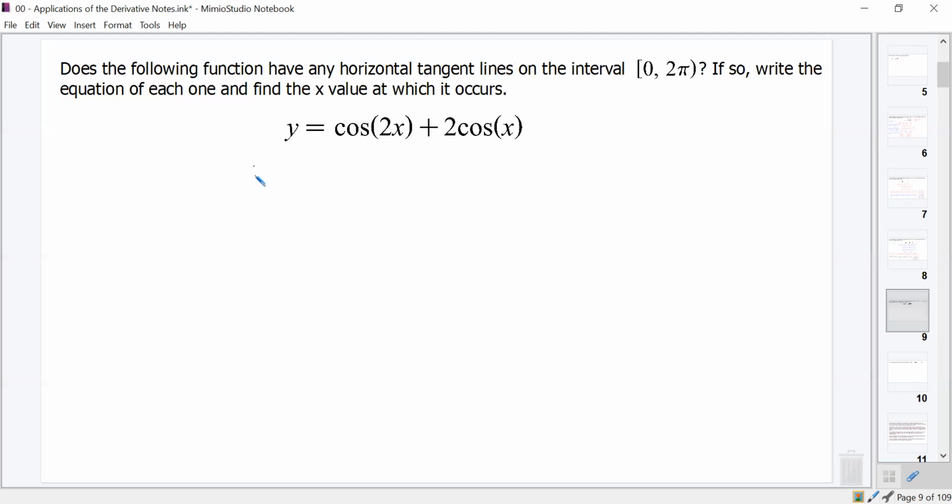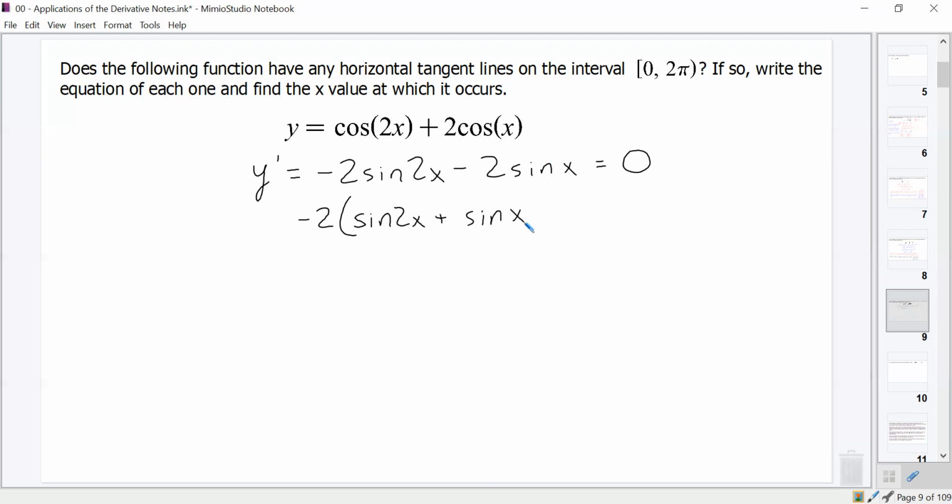We're going to take a derivative, y prime, and cosine 2x can be differentiated using the chain rule. That becomes negative 2 sine 2x. And then the derivative of 2 cosine x is just minus 2 sine x. We will again set equal to 0 and solve. The first thing we'll do probably is factor out a negative 2, leaving us with negative 2 times sine 2x plus sine x is equal to 0.